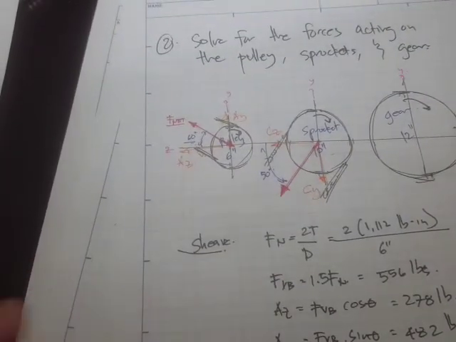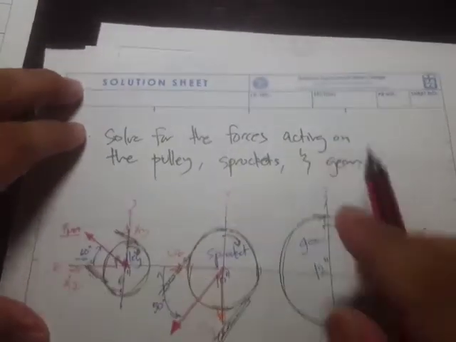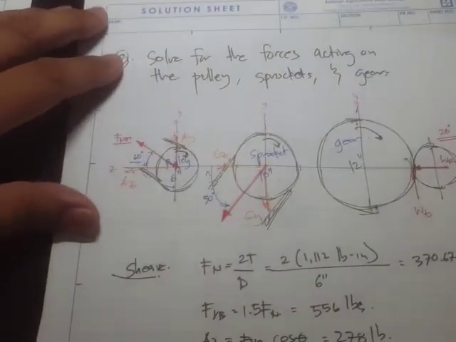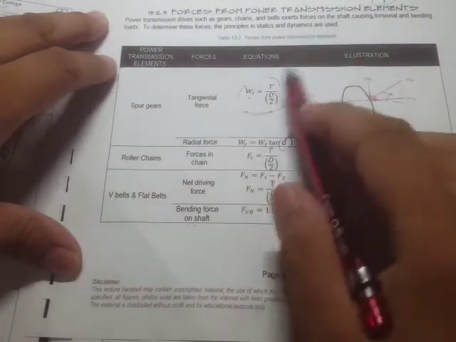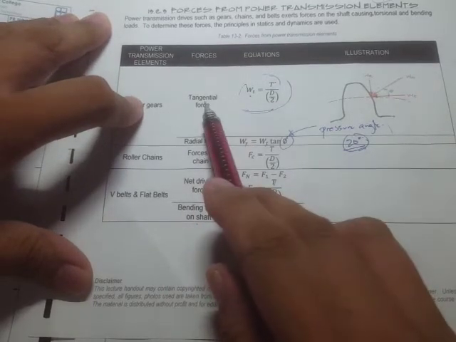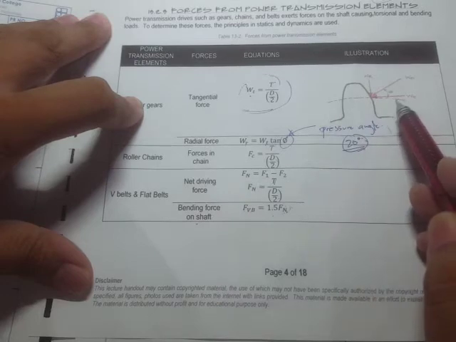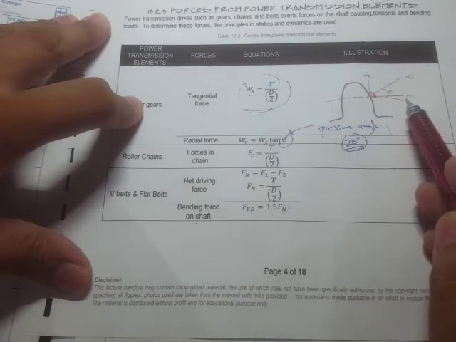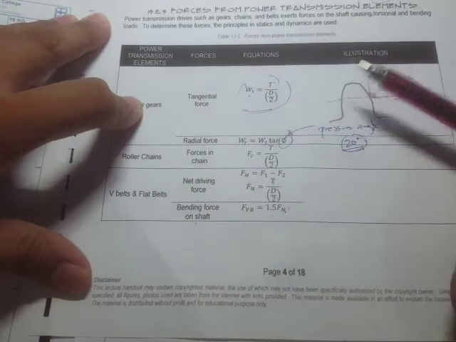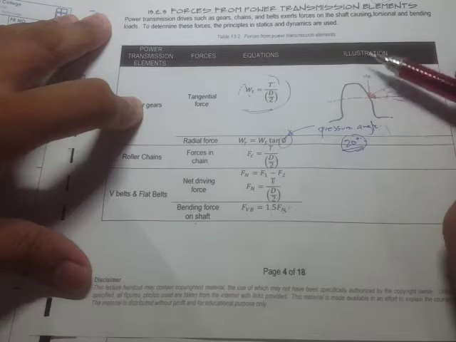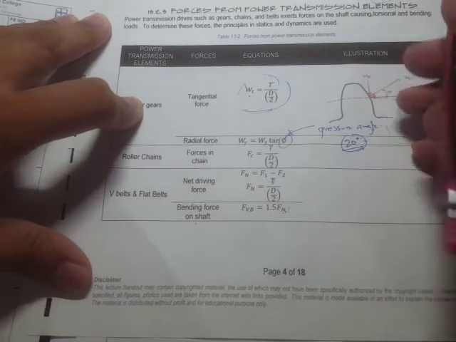So now let's try to solve for the moment. But before we can solve for the moment, we need first to solve for the forces acting on the pulley, sprockets, and the gear. Recall that in our lecture handouts, in table 13-2, for spur gear, the forces are tangential force and radial force. These forces are acting at the pitch circle. Tangential force, as I've said, is a force that's just acting at the circumference, and the radial force is a force that's directed towards the center.